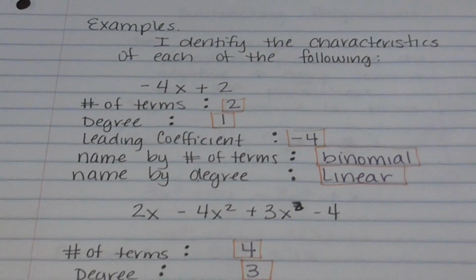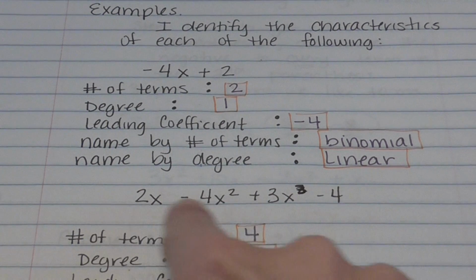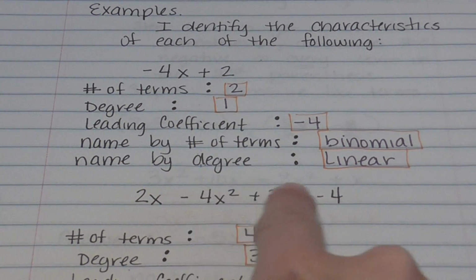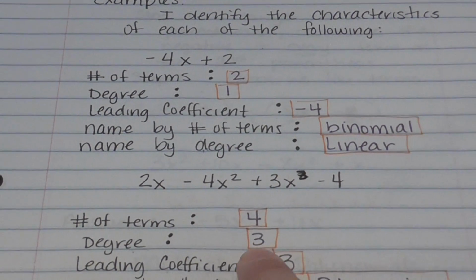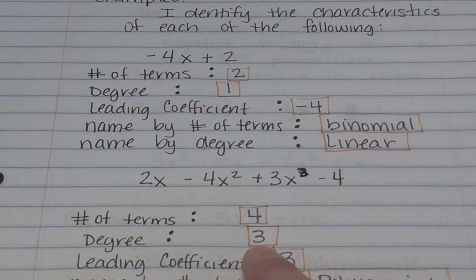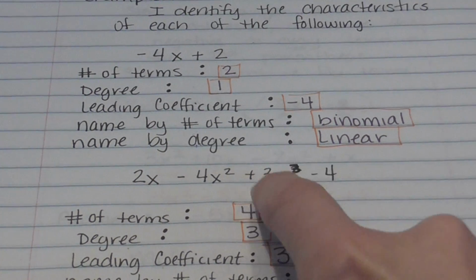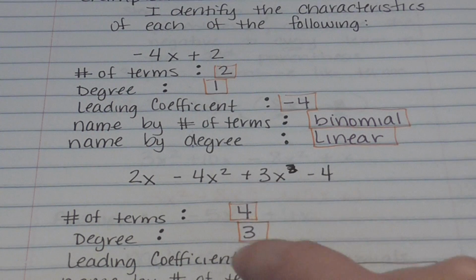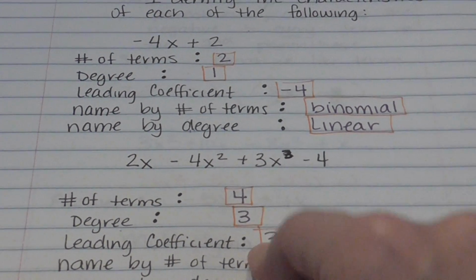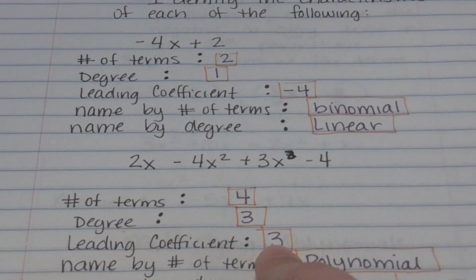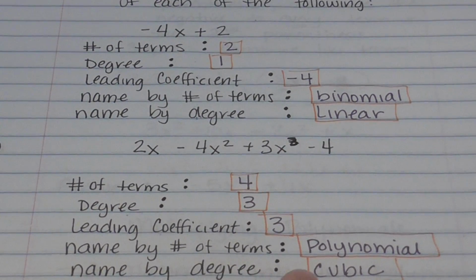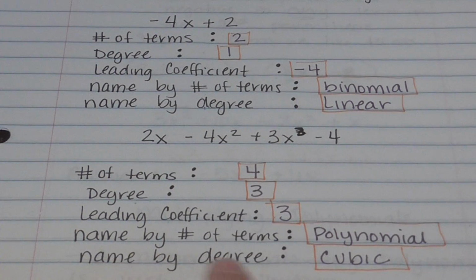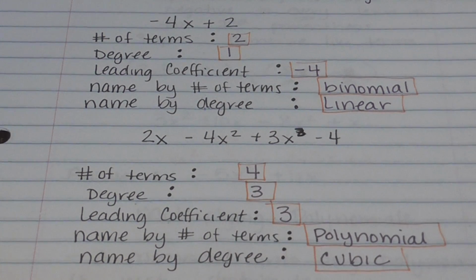If you look at our next example, I have all of these guys. There are 4 terms, 1, 2, 3, 4. I scan my exponents and I see that 3 is the largest exponent, so the polynomial has a degree of 3. They are not in order, but if they were, that's our most important guy right there, he would be first. So my leading coefficient is 3. If this said -3, my leading coefficient would be -3. Name by number of terms, it has 4 terms, so that's a polynomial. And name by degree, the degree was 3, making it a cubic.